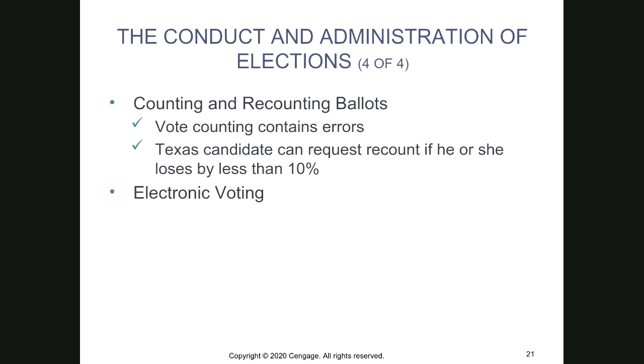But there is still some degree of error, which means that your vote could potentially be miscalculated or fail to be counted at all. We give Texas candidates this option to go in and request this recount, but here's the catch. If you lose on the recount, then you're responsible for paying for that recount vote. So while you could go in and request a recount if you lost by 8%, that's well above the margin of general error that we see.